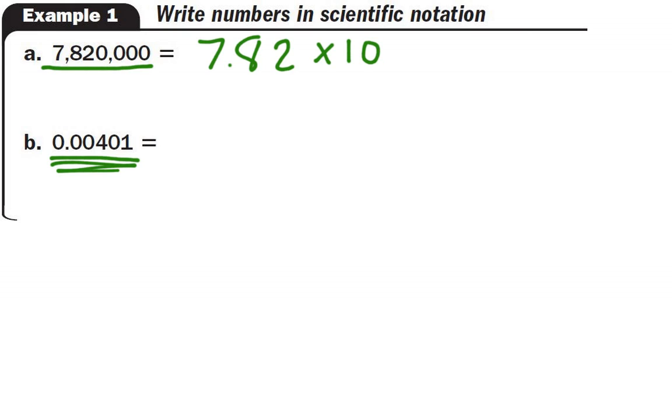Again, since this number is bigger than 1, it's going to be a positive exponent for the 10, and I need to move it over 3 times to get to this comma and 6 times to get to that comma, so times 10 to the 6.